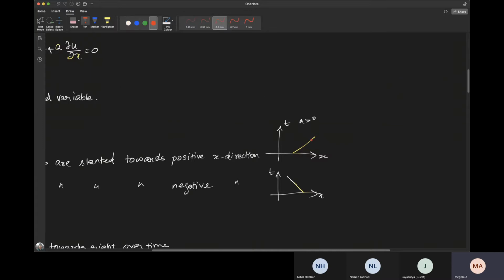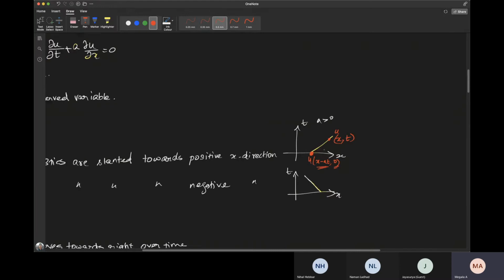Along this characteristic, if you consider any point (x, t), then the solution at this point is going to be the same as the value of u at the initial time. It is u of (x minus at, 0). Here the x coordinate is x minus at, and the t coordinate is 0. So u of (x, t) is equal to u of (x minus at, 0). This is something that we have seen earlier when we were doing PDEs.